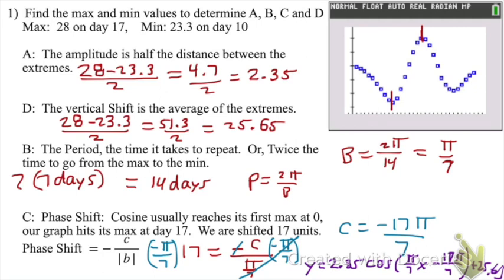All right, so that's how we build an equation just from the graph here. We find our A by doing amplitude is half the distance between the extremes. Our vertical shift is the average of the extremes. Then we look at how long it takes to go from the lowest point to the highest point. Double that, that is our period. We can use the period to find the B. And then, if we're doing a cosine function like this one, we look at how we would shift to get the high point to be at 0. In this one we have to shift 17 units.